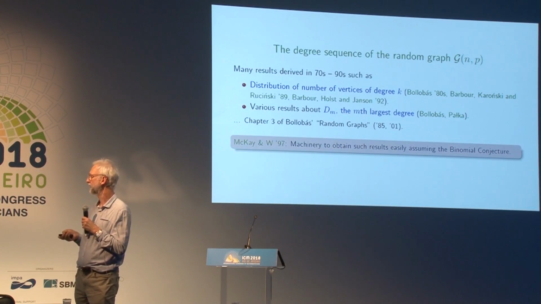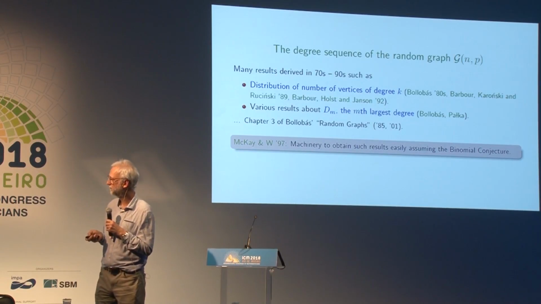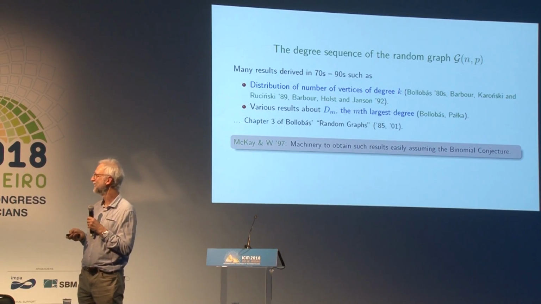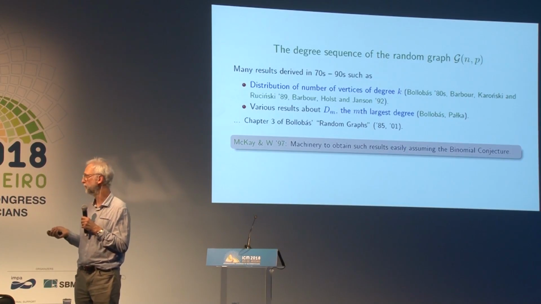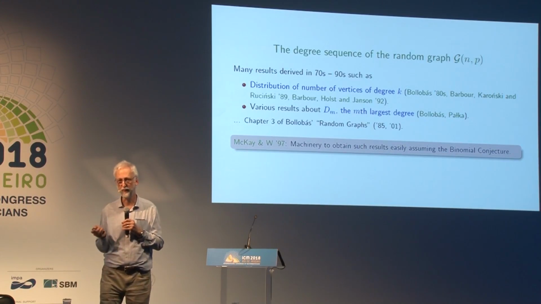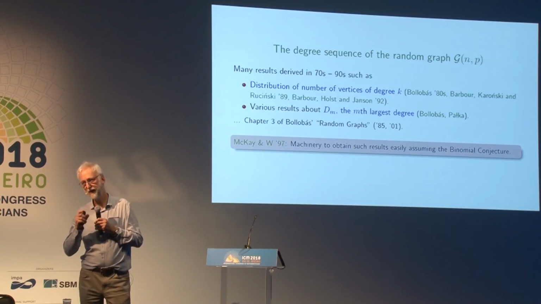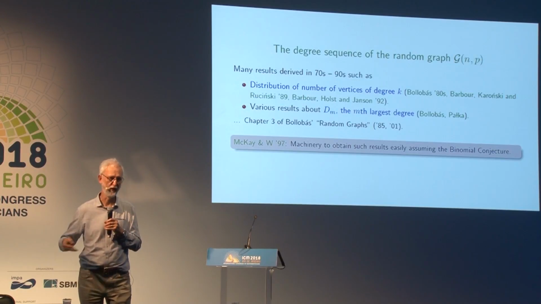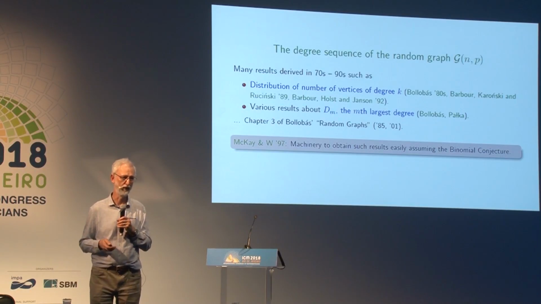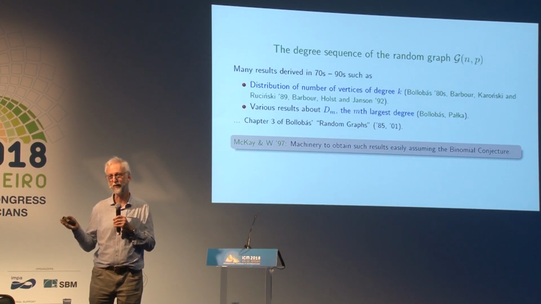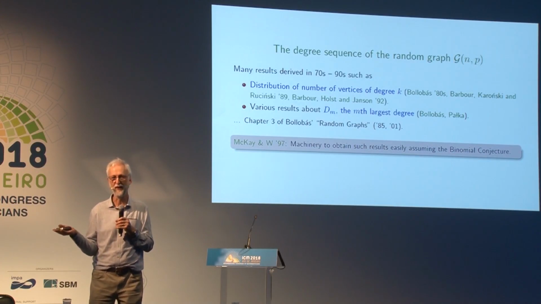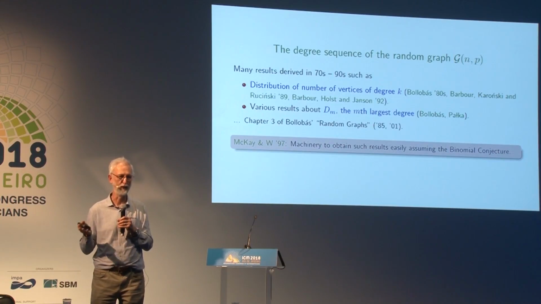And it turns out that the machinery that we created in that paper in the 90s does show how you can obtain basically these kinds of results and many, many more, as long as the binomial conjecture is true. So we just have to fill in the binomial conjecture, and then you get a whole lot of results about degree sequences of random graphs. Quite easily, because basically our machinery says for most cases, you just look at independent binomials and you get the answer from that, with a slight adjustment perhaps.